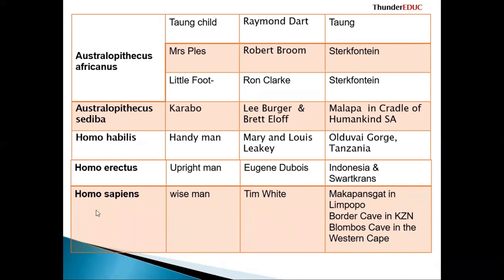Then Homo sapiens is called the wise man. Wise man, yes. I heard of a school called Wise Man, so maybe we can call it Homo sapiens school. All right, wise man. Who discovered it is Tim White, still again. He discovered this in Limpopo, in Western Cape, in KZN. Yes, all those places they discovered those Homo sapiens.